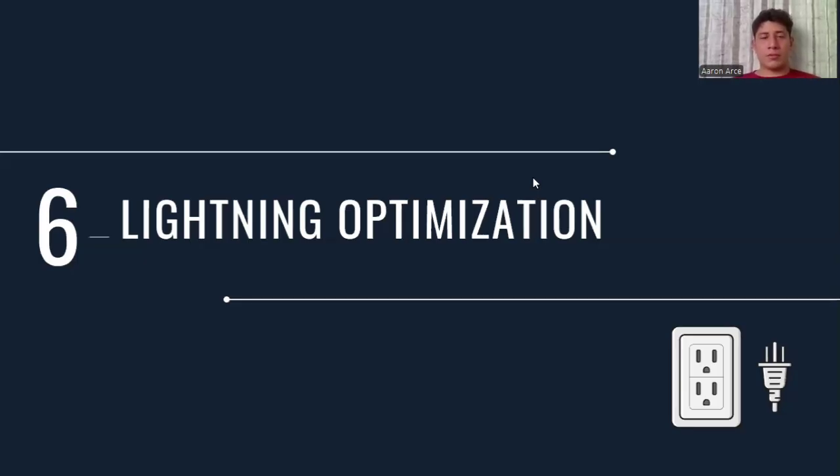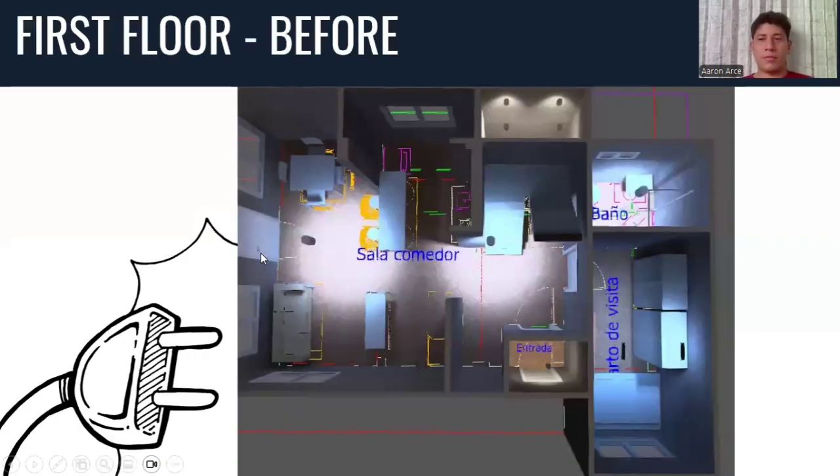Point 6, lighting optimization. In the first instance, the lighting of the rooms was carried out on the first floor. We focused on having a large lamp in each room. However, we can see that at many points of the room the light doesn't reach correctly. For example, in the ladder, in this part of the room.